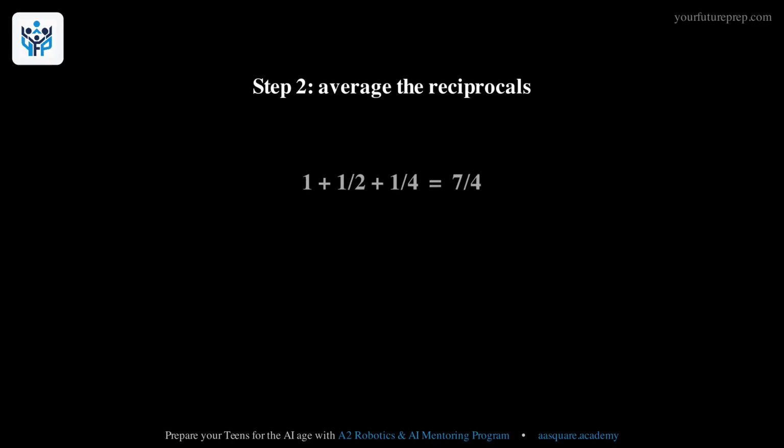Next, add these reciprocals and divide by 3 to get their average. 1 plus 1/2 plus 1/4 equals 7/4. Dividing 7/4 by 3 gives 7/12.